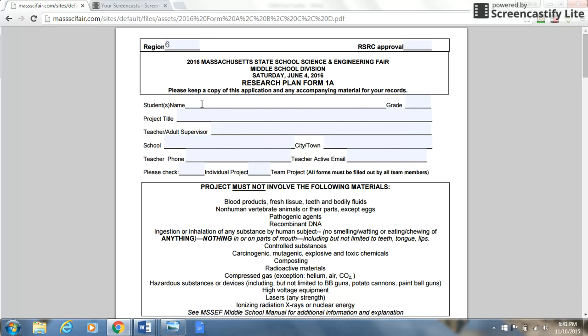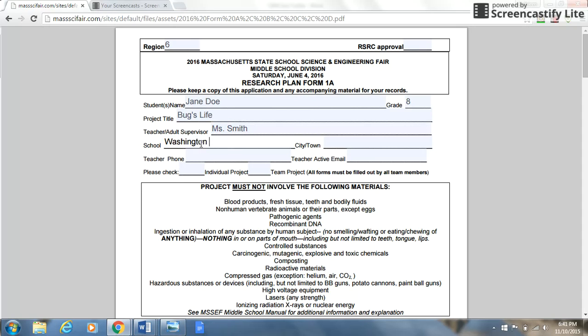To complete this form, we begin with the student's name. Then we shift over to the grade, the project title, and then there's a place for the teacher's name. Please encourage your students to type these forms if possible.